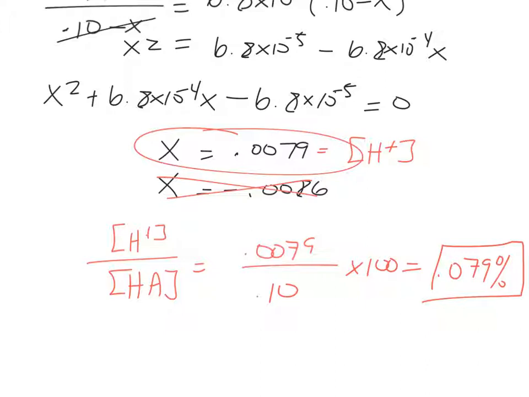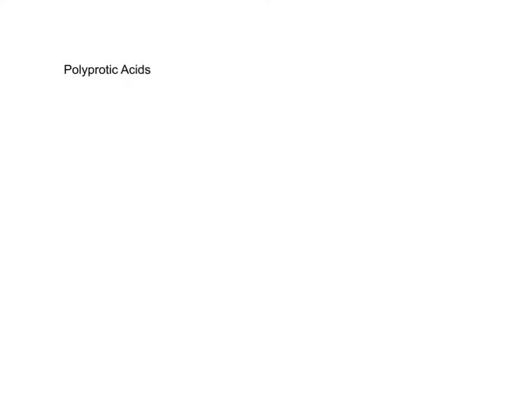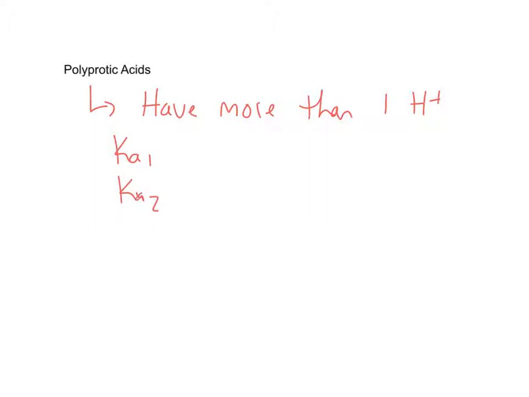Pretty weak acid. Now, the last calculation we're going to talk about is polyprotic acids. Poly means more than one, and protic refers to the number of hydrogens. So polyprotic acids have more than one hydrogen in the substance. This complicates things a little bit because you essentially have multiple Ka values. You have a Ka1 and a Ka2 and a Ka3, depending on how many protons there are. Each proton has a Ka value, which represents its likelihood or its acidic value.